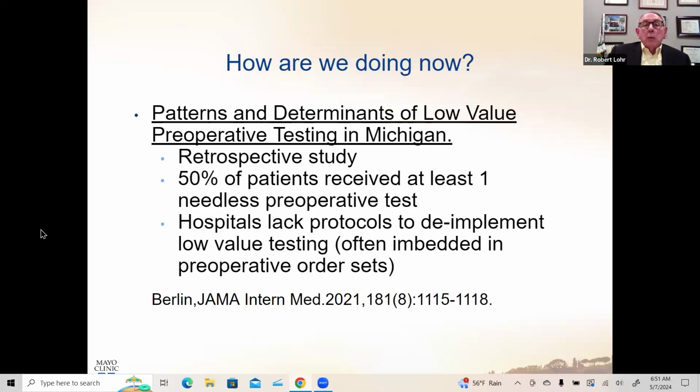How are we doing now? Well, this is a 2021 study in JAMA Internal Medicine, again, retrospective. In this group, 50% of patients received at least one needless preoperative test. The other major conclusion was that hospitals and surgery centers and medical groups really lack protocols to de-implement or revise testing protocols, which are often embedded in preoperative order sets, as you know.